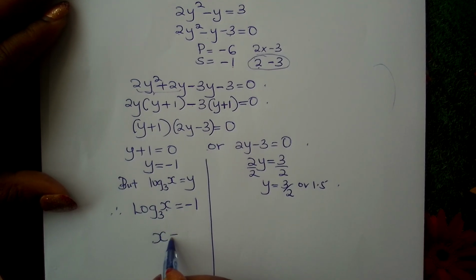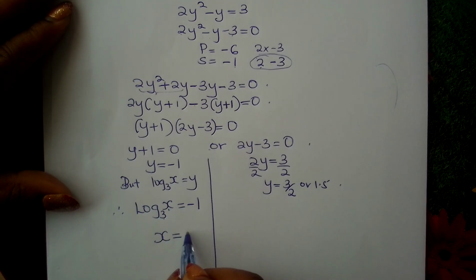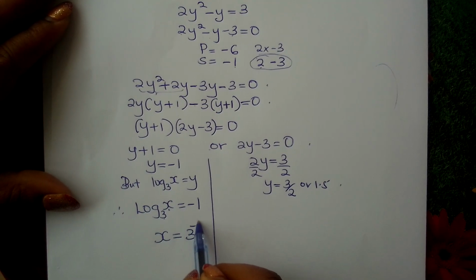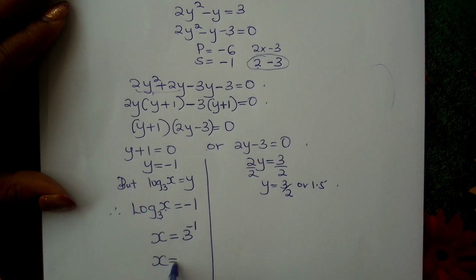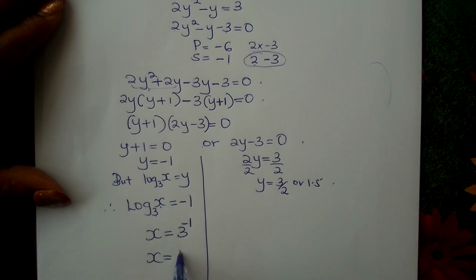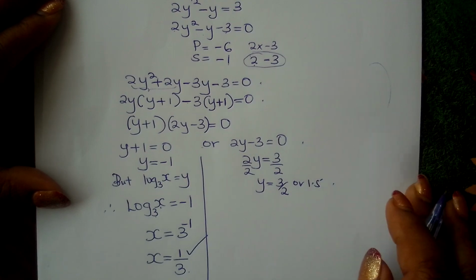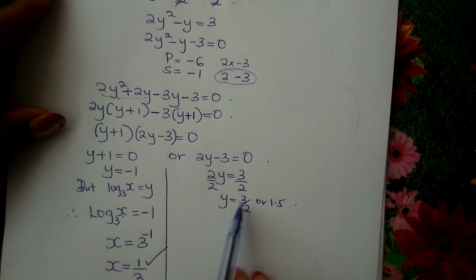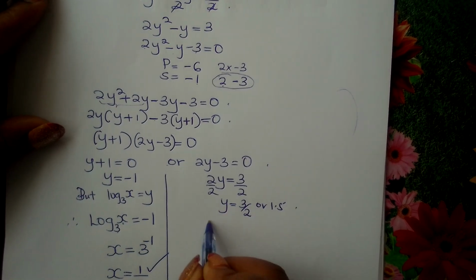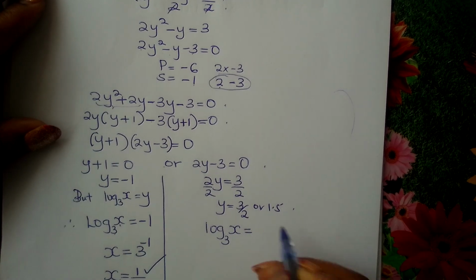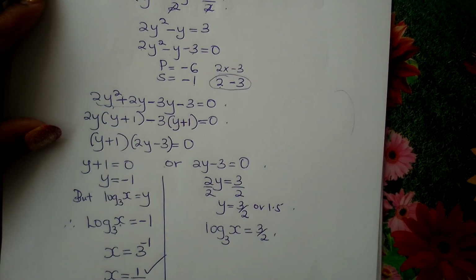Our x, therefore, is equal to the base 3 raised to negative 1. And therefore, learner, according to the laws of indices, 3 raised to negative 1 is the same as 1 over 3. And that is one value of x. We go to the other one here. We have said that y is equal to 3 over 2 or 1.5, and therefore you also do the same. Log x to base 3 is therefore equal to 3 over 2 or 1.5.